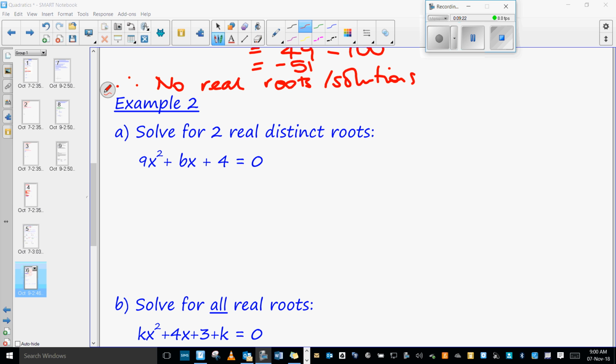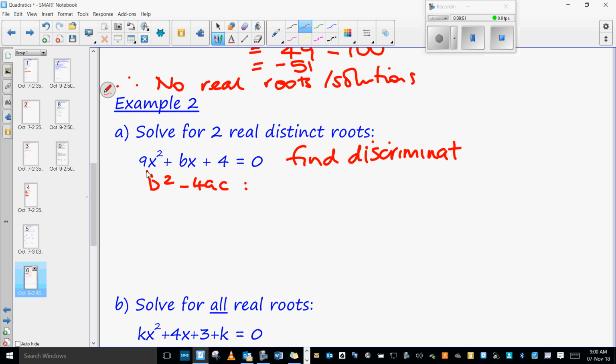So therefore, what do we know about this expression? It's greater than 0. It's the discriminant. First things first, we need to find an expression for the discriminant. So, b squared minus 4ac. In our case, what would that be?